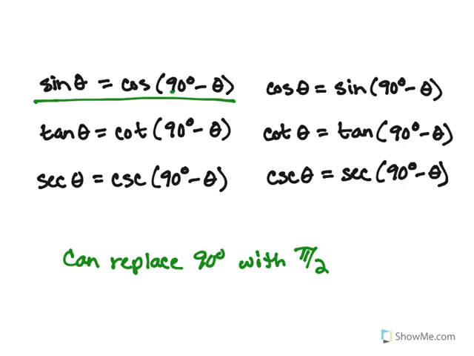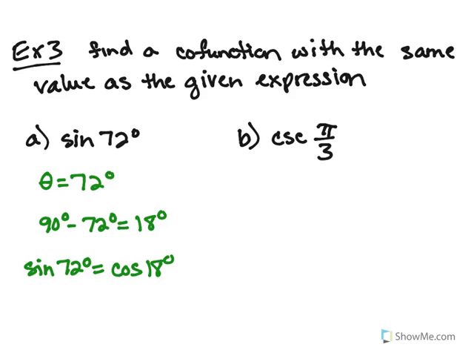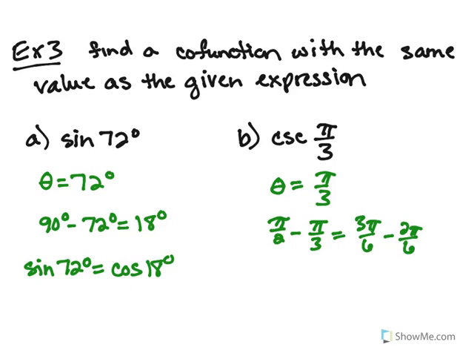Now I was given cosecant, so this is going to be the cofunction we're going to use. So our answer is going to be a secant, and we need to figure out what the angle is. So my theta is pi over 3. My new angle is going to be pi over 2 minus pi over 3. And if I find a common denominator there, that's going to give me 3 pi over 6 minus 2 pi over 6 is pi over 6.